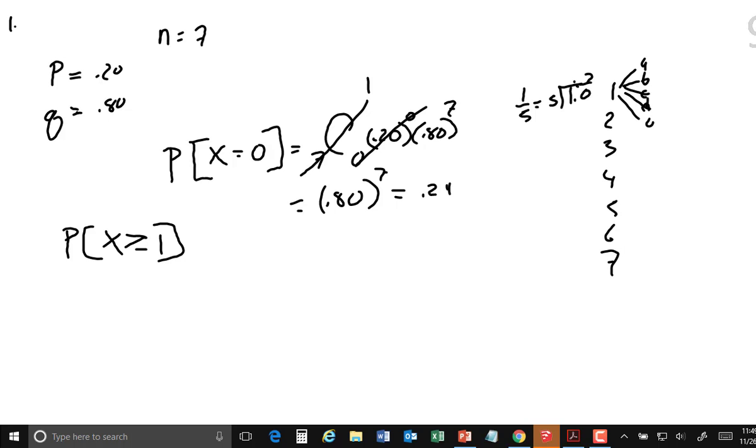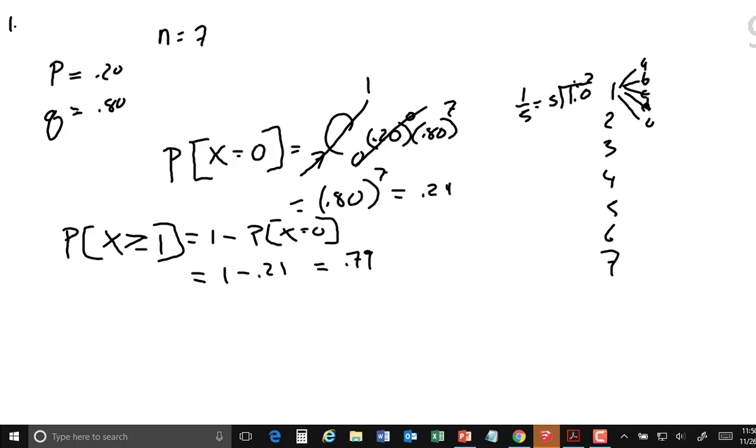Well, that's going to be 1 minus the probability of none. Correct? That's the shortcut. So here we have 1 minus 0.21. So what is that, 0.79? You have a 79% chance of getting at least one, right? See, you can use that for gambling. All right, I'm going to add this part, at least one. But you've already calculated none here, correct?